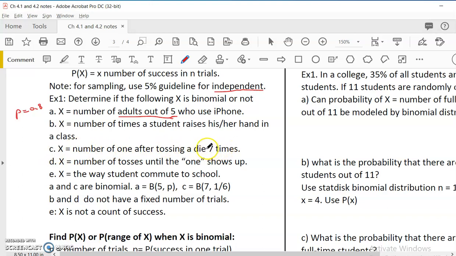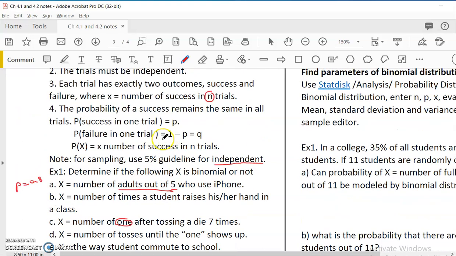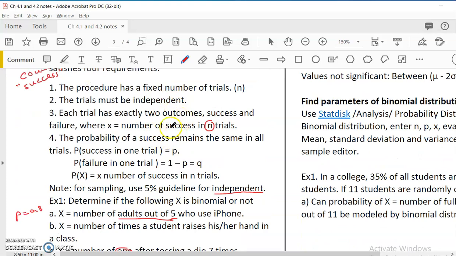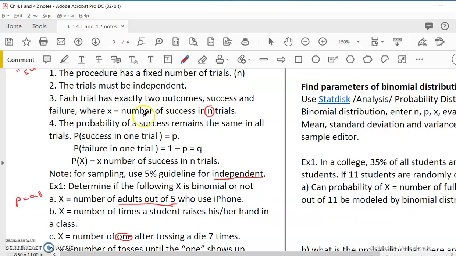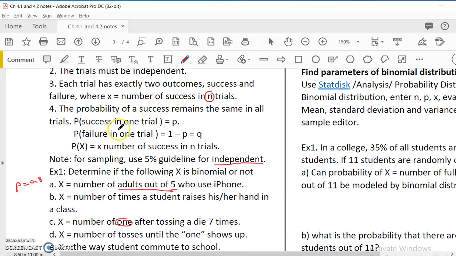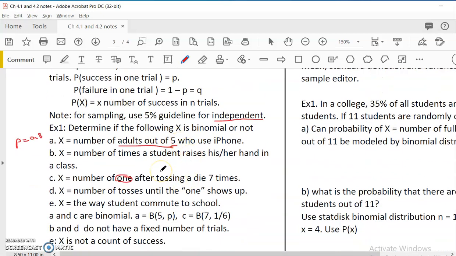So you toss a die 7 times, but you watch out for 1. So 1 is your success, right? 1 is the success, not 1 is the failure. So that works for two outcomes. There is a fixed number of trials because you toss a die 7 times, so n is 7. The trials are independent, because every time you toss, it has nothing to do with whatever has happened, right? And then there's two outcomes, either 1 or not 1. And the fourth is the probability of getting a 1 is the same all of the time, right?